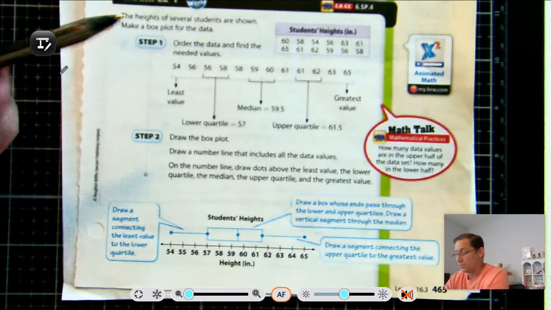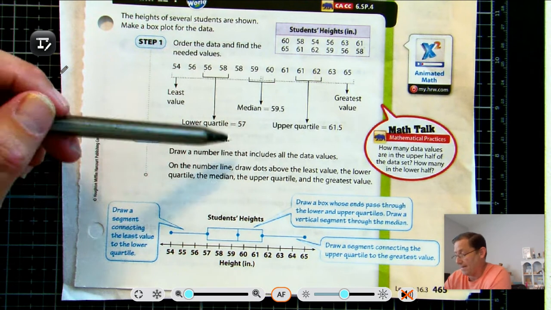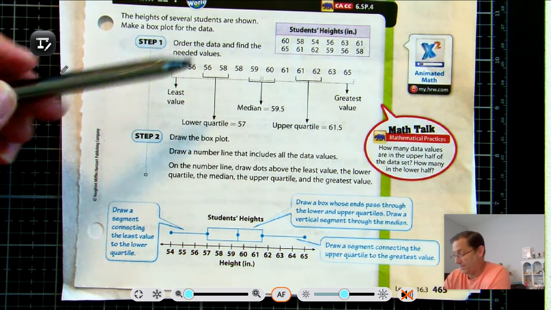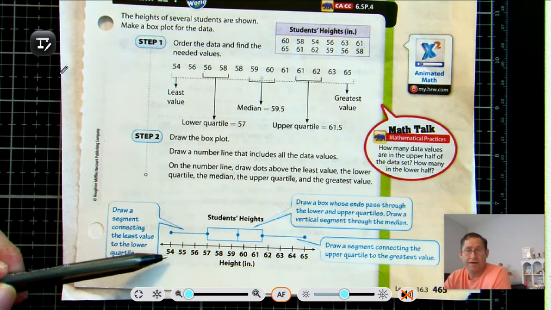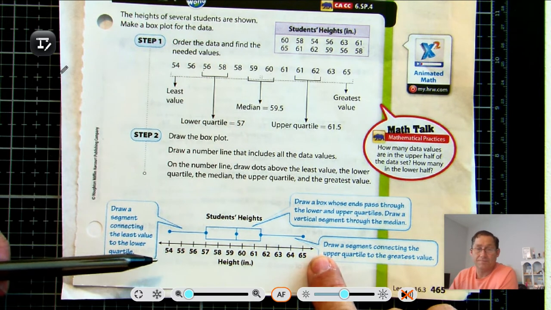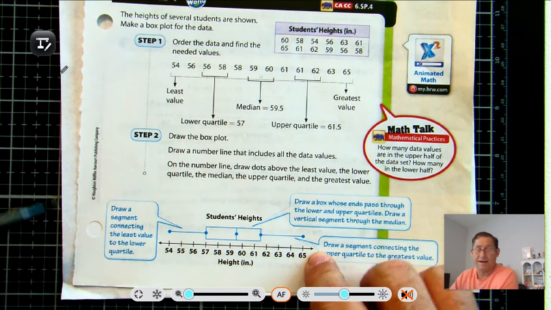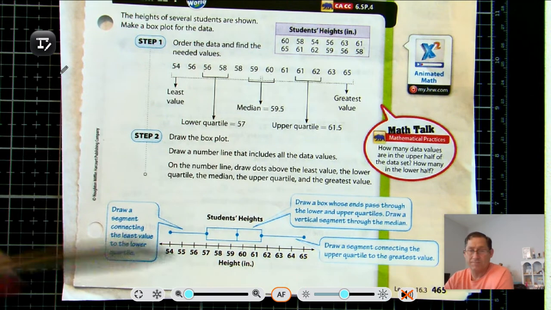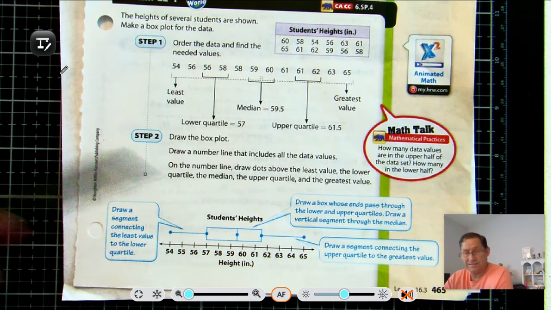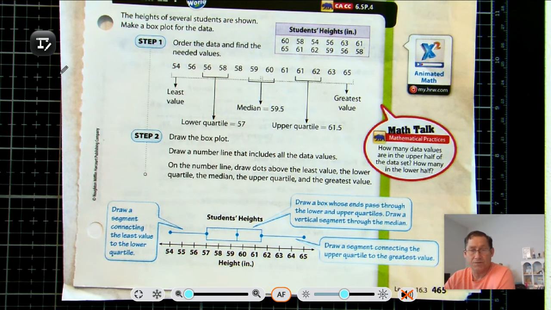Now we're going to draw a box plot and draw a number line that includes all the data values. Okay, so our least value was 54. So we would start our number line at 54, and our largest value was 65. So we need to have a number line that includes that. You can count by twos, all right? In this case, they're counting by ones because there's only 11 values. Oh, it's actually 12 values, right?